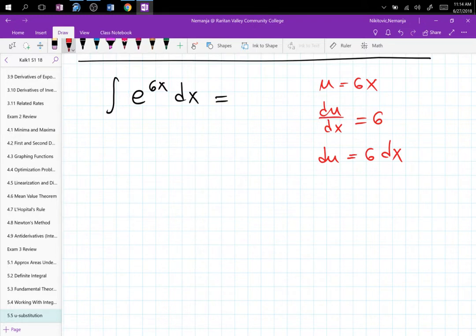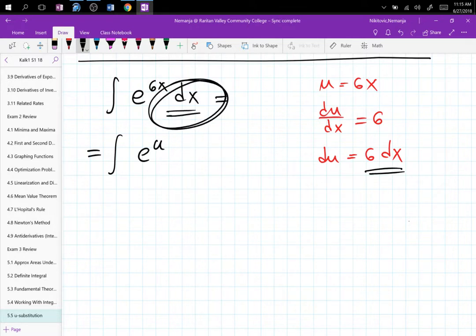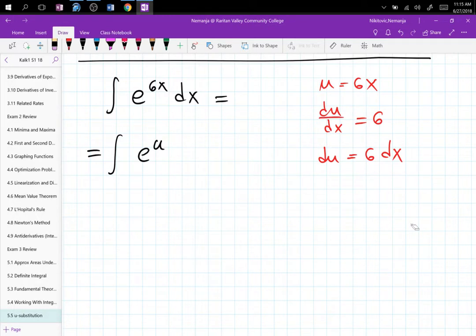So if I am to do the substitution here, I clearly have integral e to the u, right? That's given. Now the problem is that my dx and the dx from the substitution are not the same, because this one is missing 6. And there are two ways to deal with that.